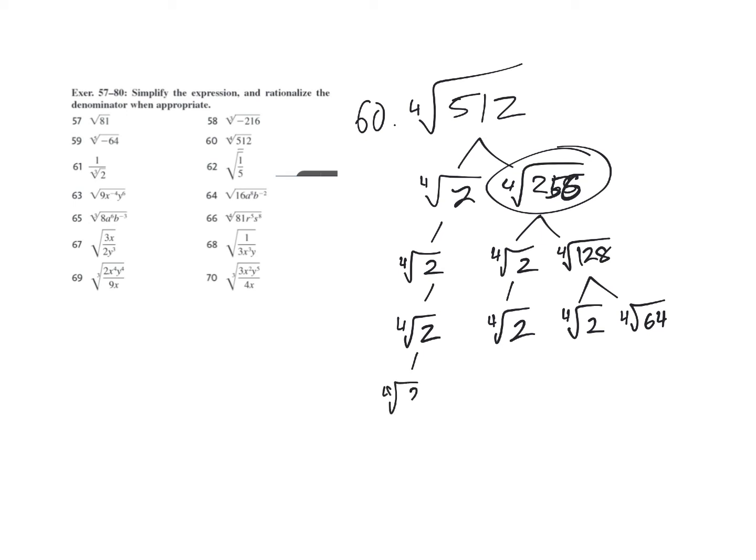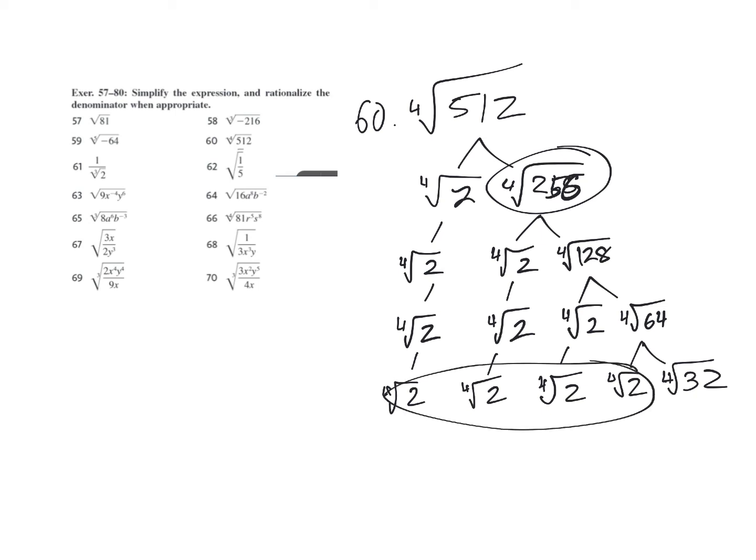So the 4th root of 2 times the 4th root of 2 times the 4th root of 2 times the 4th root of 2 times the 4th root of 32. Okay, so whatever your root is, in this case it's a 4, you're looking for 4 of them. Just like the square root of 16 breaks down into the square root of 4 times the square root of 4.